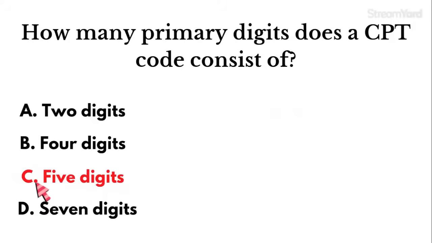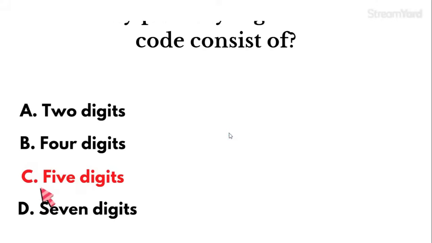So if you thought it was 5 digits, that is correct. A CPT code is a procedure code that consists of 5 digits, right? If you happen to need to add any modifiers, that would be a 2-digit number that you would add at the end to become 7 digits. But the primary digits, it's 5 digits. All right, next question.